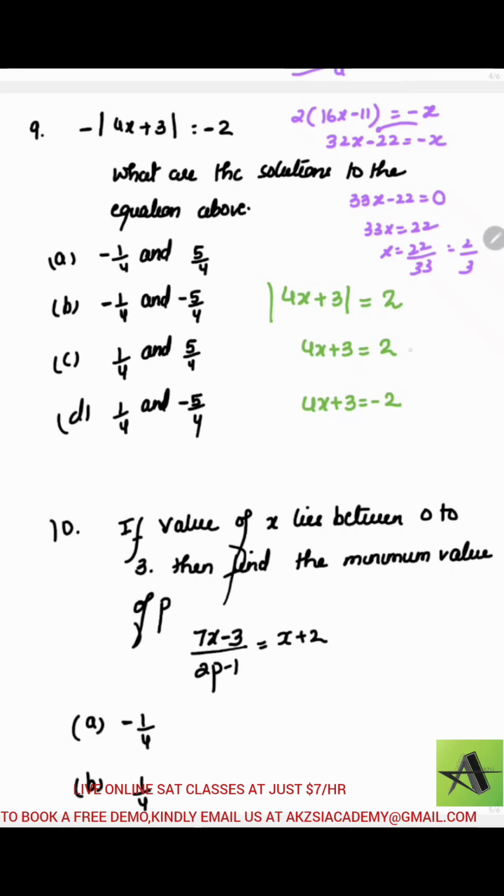On solving the first condition, 4x, transpose it here, this will be minus 1, and x is equal to minus 1 over 4. That's the first value of x.